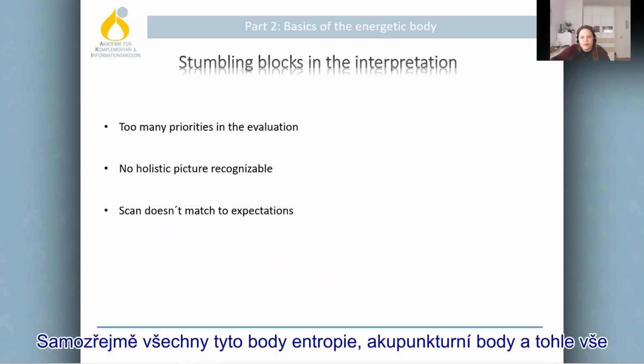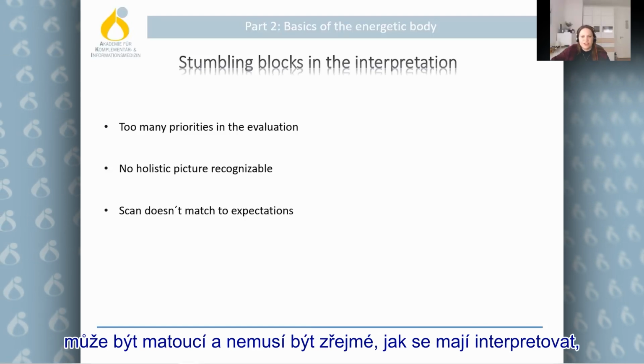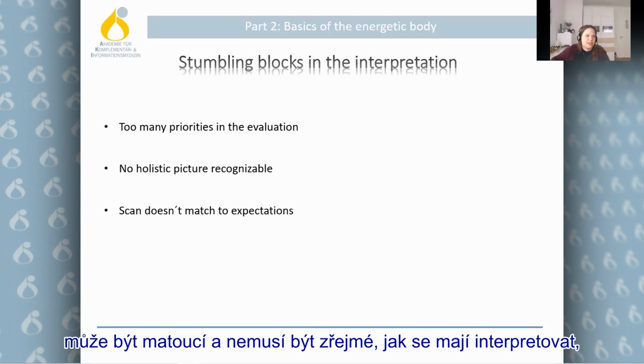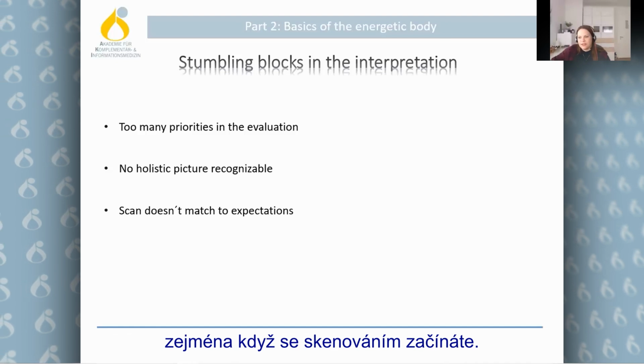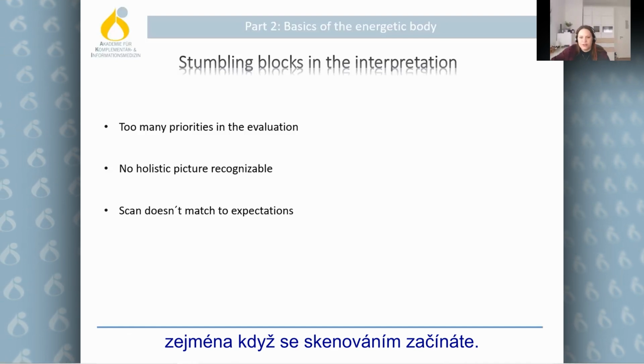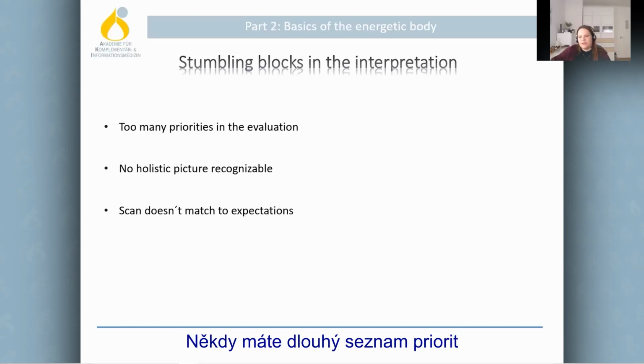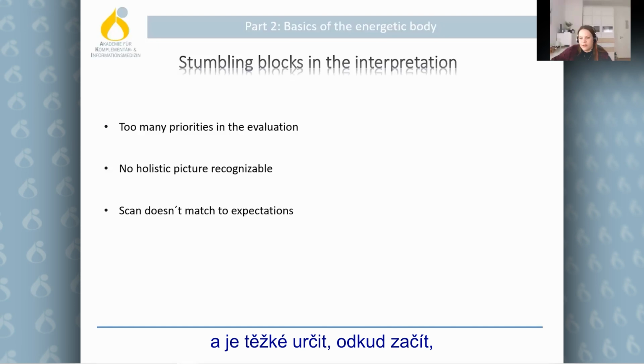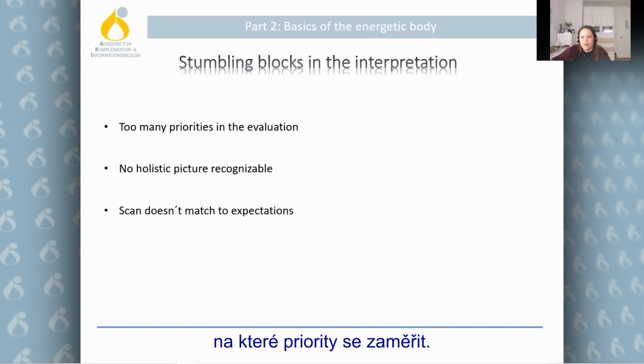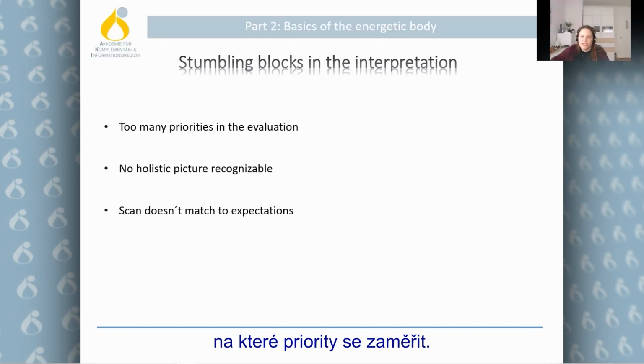Of course, I know that even with these entropy points and acupuncture points and all this, there's not that much information behind this Chinese medicine. But when you do first scans, it's sometimes really confusing to work with the interpretation. Sometimes you have a long list of priorities, so it's hard to find the point where to start, where to focus, where to set the priorities.